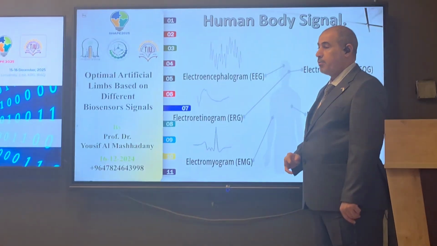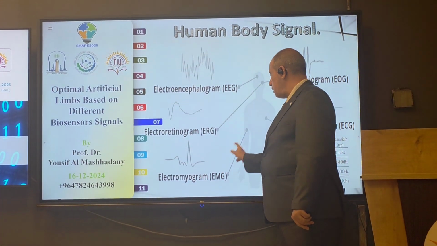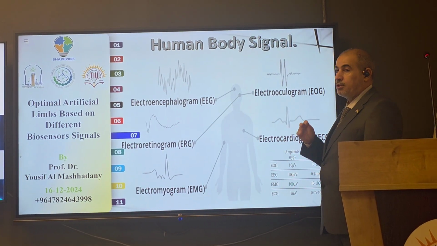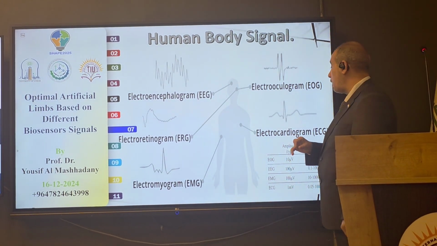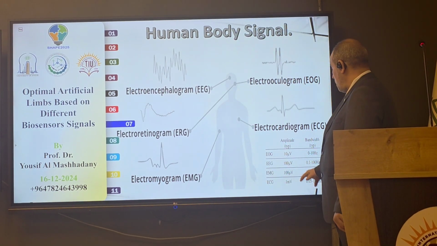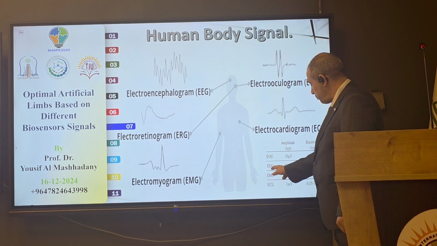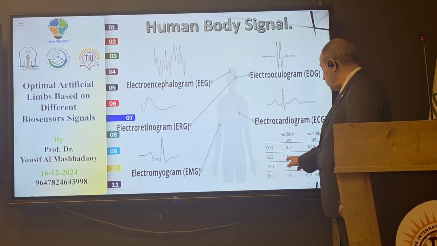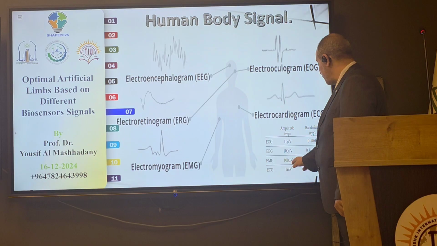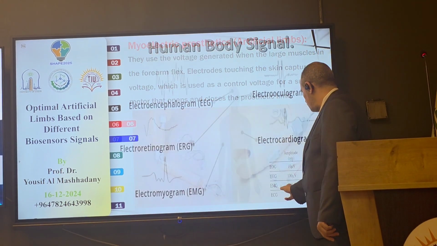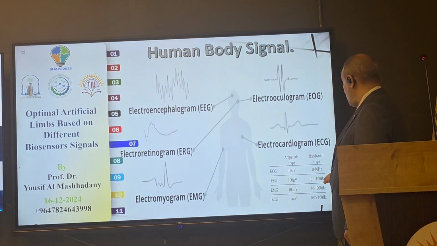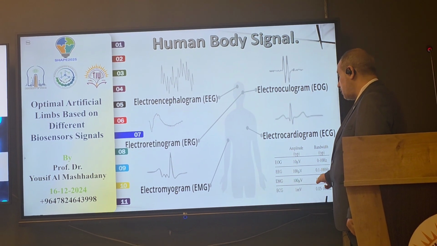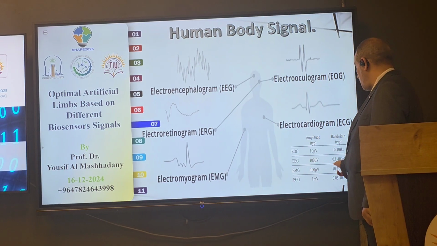In artificial limbs, we use EEG and EMG. These two properties or features are used in artificial limbs: amplitude and bandwidth. We can see when comparing EEG with EMG, the level of amplitude is 100 microvolt, but the bandwidth is 0.1 until 100 hertz, and 10 until 1000 hertz.